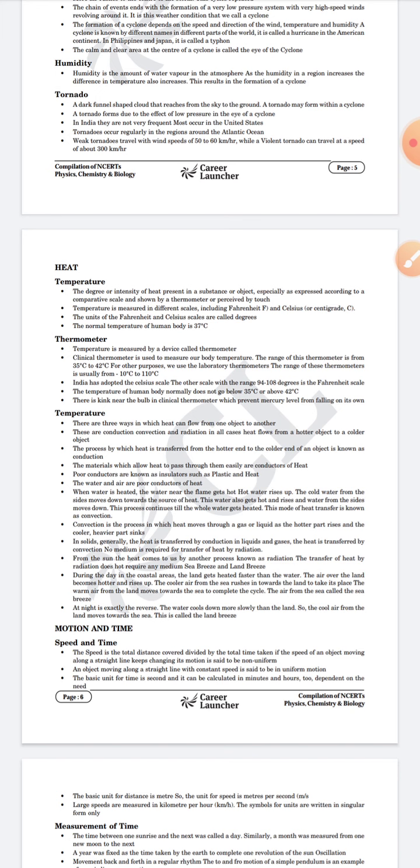Temperature is measured in different scales including Fahrenheit and Celsius, or centigrade. The unit of the Fahrenheit and Celsius scales is called the degree. The normal temperature of the human body is 37 degrees Celsius.